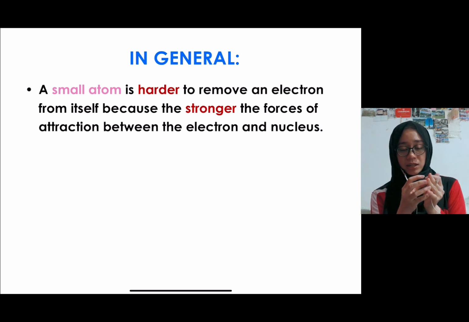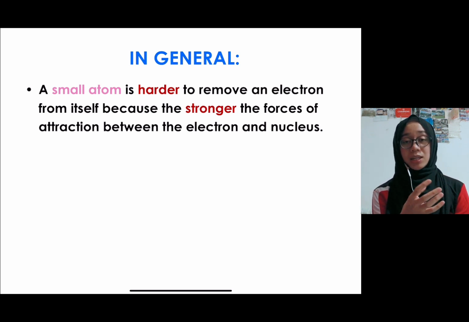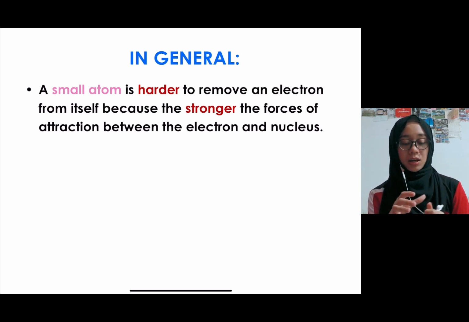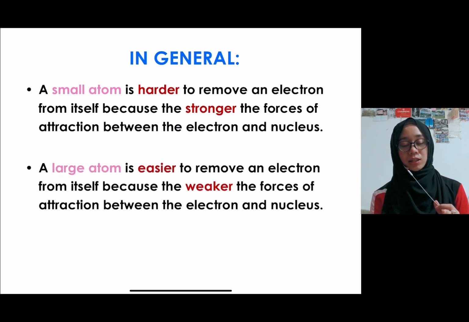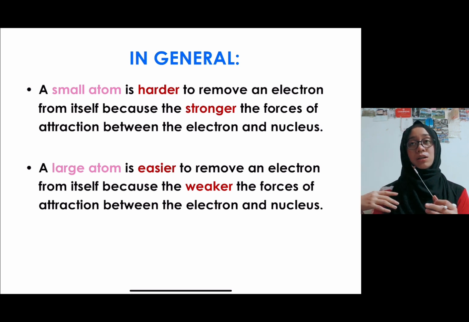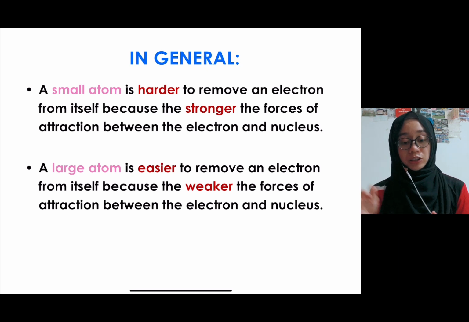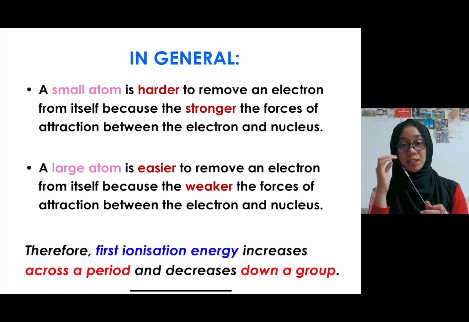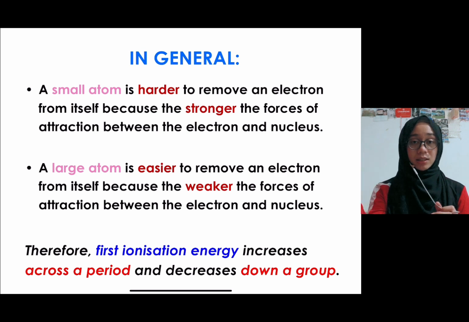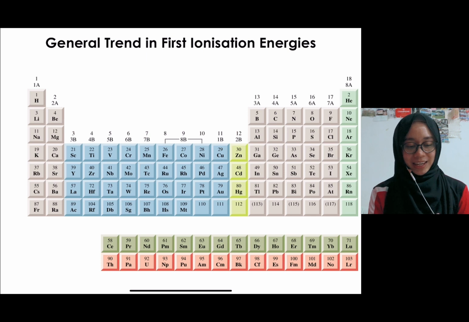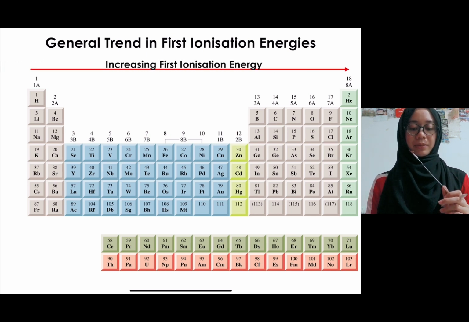Okay, so in general, a small atom is harder to remove an electron. Okay, so yang kecil it is harder to remove electron because there is a strong forces of attraction between the valence electron and also the nucleus. Okay, but then for a large atom, it is easier to remove an electron because the attraction forces between the nucleus and also the valence electron adalah weaker, lemah. So senang je kita nak remove electron. Okay, bermaksud first ionization energy increases across the period and decreases down the group. Okay, so macam ni, dia punya general trend is something macam ni.